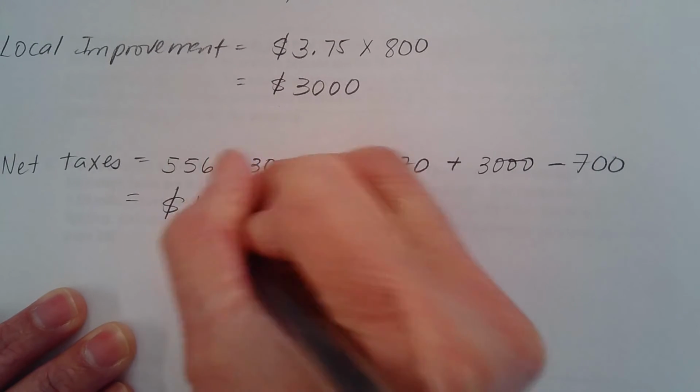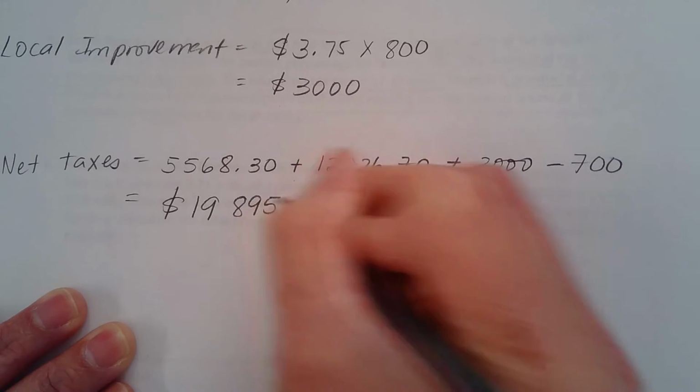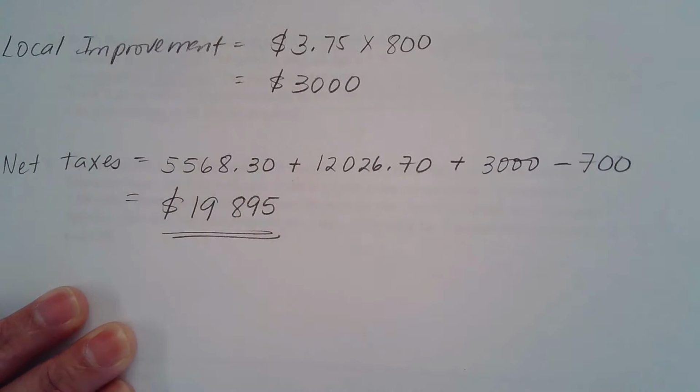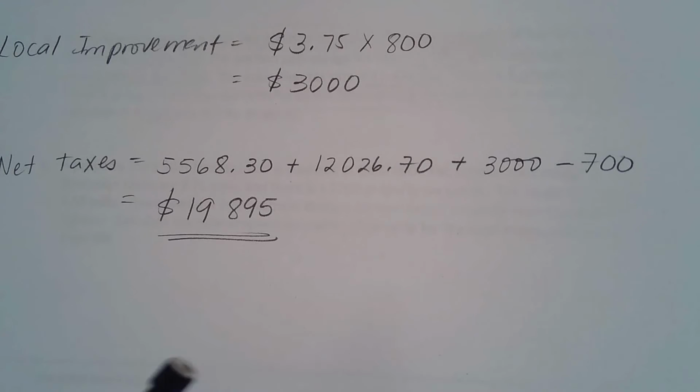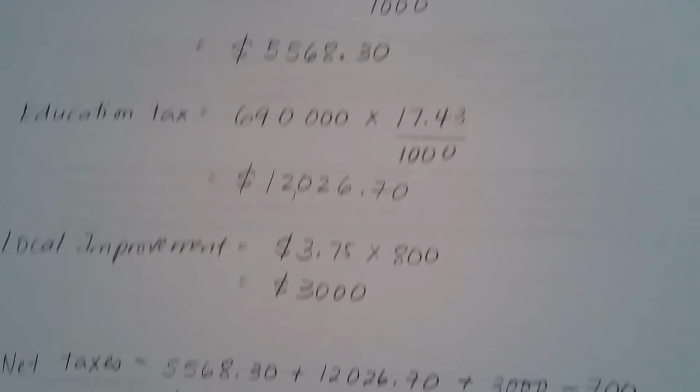Okay, so I got $19,895. And that's probably what you're gonna see at the end of the book, right? At the answer key. But looking at that, there's so many steps that we had to do, right?